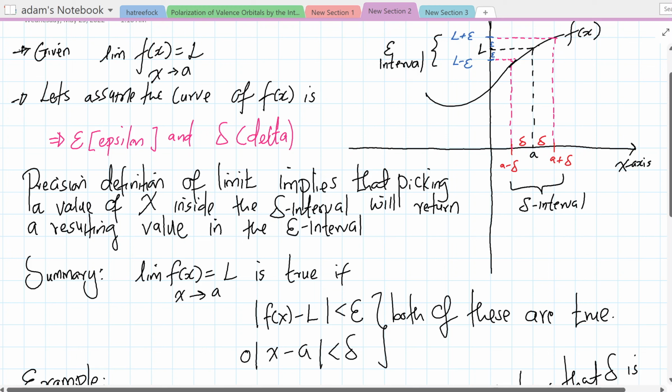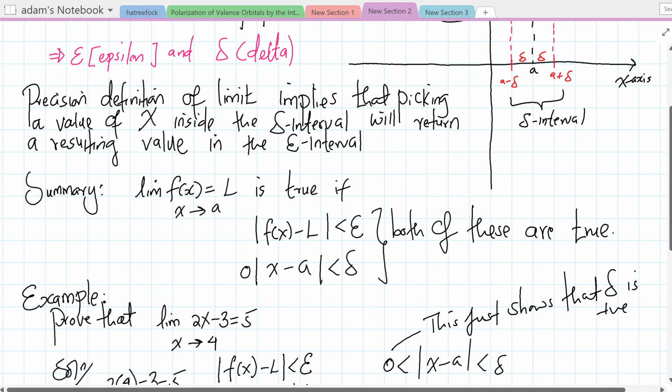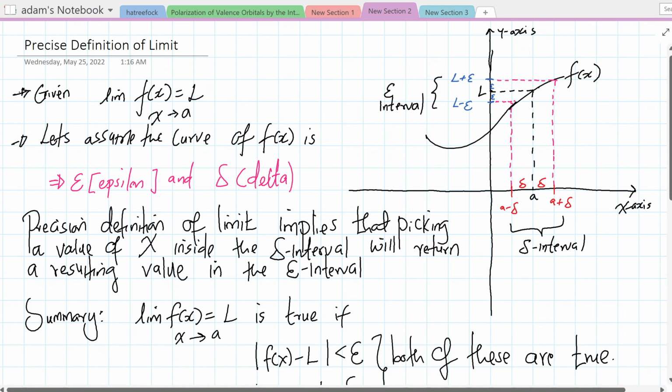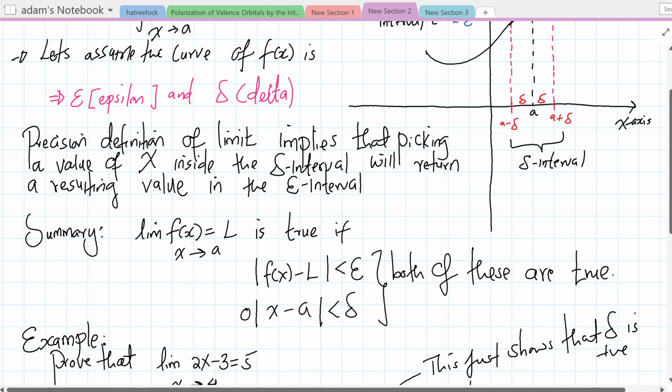The precision definition of limit implies that picking a value of x inside the delta interval will return a resulting value in the epsilon interval. So the summary of this part is very simple. Here you have a function whose limit is given here. This expression is true, given that these two inequalities are true: |f(x) minus the answer which you get here| is less than epsilon, and the epsilon, we know, is on the y-axis, and |x minus a| is less than delta. The 0 just shows that delta is a positive value.